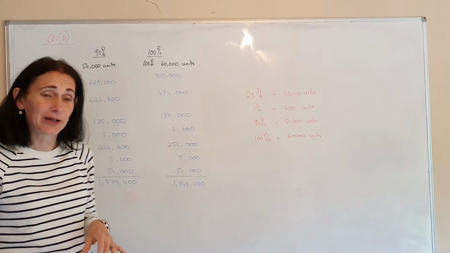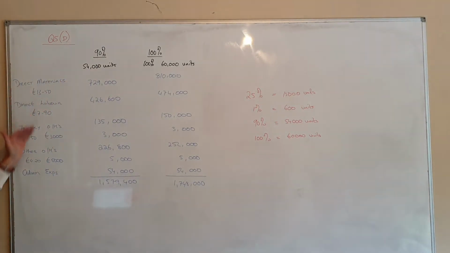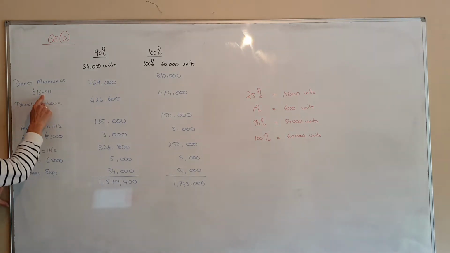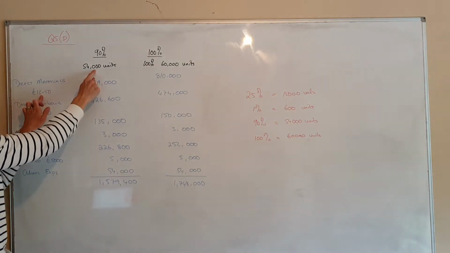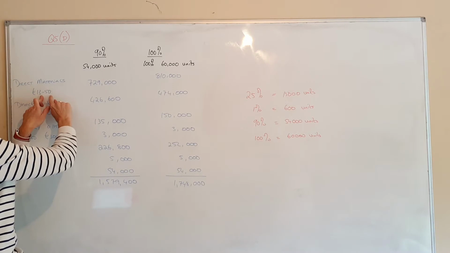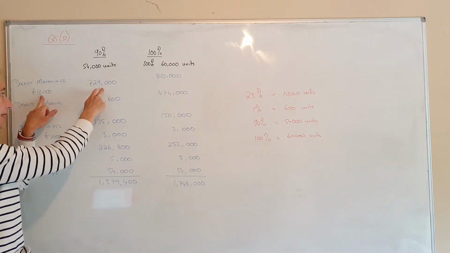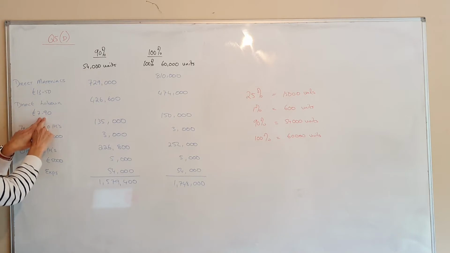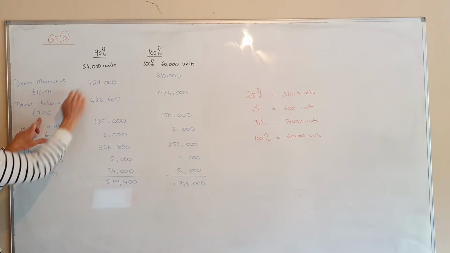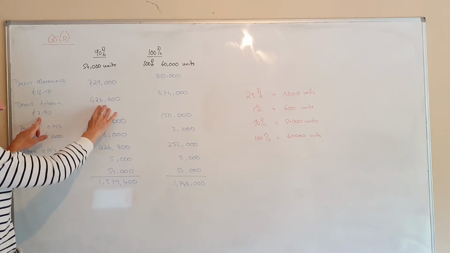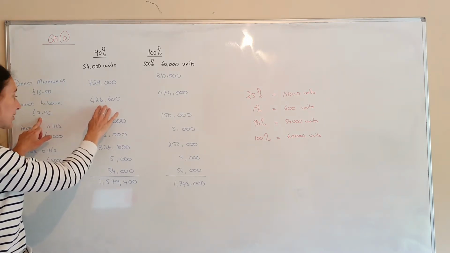And all you have to do then is go through all of your costs and fill them in. Now your direct materials, we said they were $13.50 per unit, and you're making 54,000 units. So it's $13.50 by 54, and that's your cost for your direct materials. Your labour is $7.90 per unit, and you're making 54,000 units. So that means your labour in this scenario is 426,600.